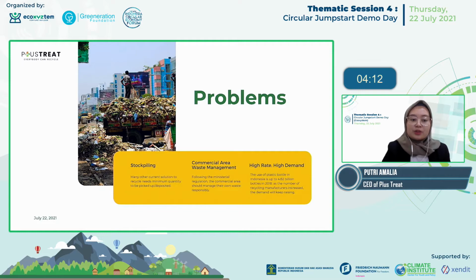Plastrit is mainly focused on plastic bottle waste. Why? Because plastic bottles are literally everywhere. The recycle rate of polypropylene and PET is also high. And in this 2021, the demand for plastic bottles is increasing. Let's think about what we can do so people can throw their waste wisely with no minimum quantity, and the public place can be responsible for their waste also to increase the recycling rate in Indonesia.